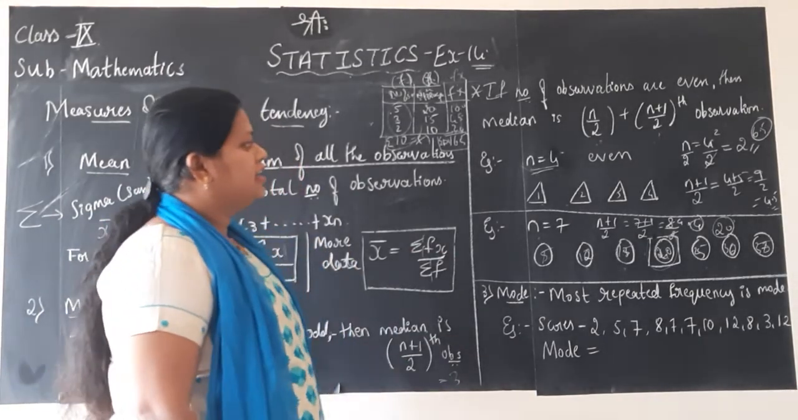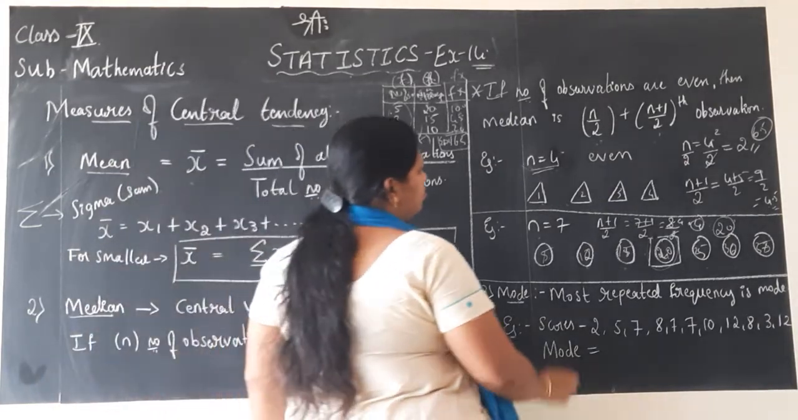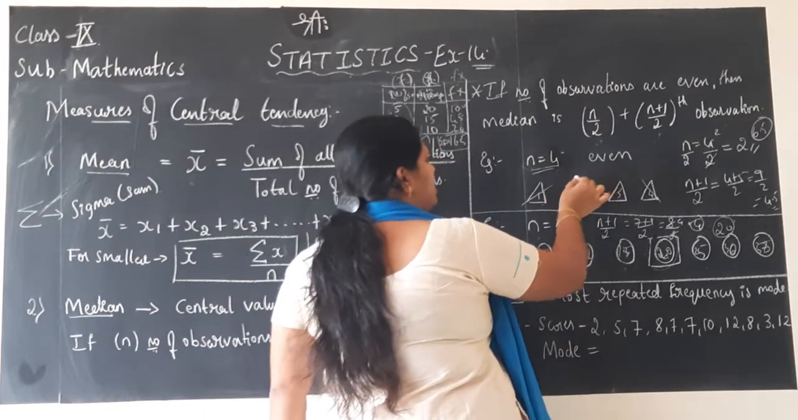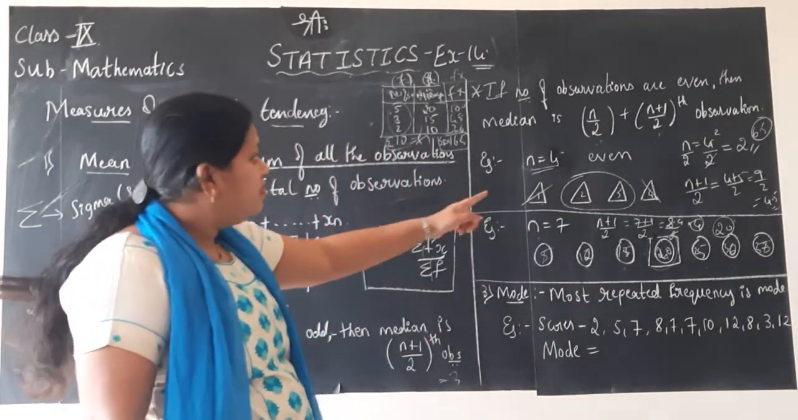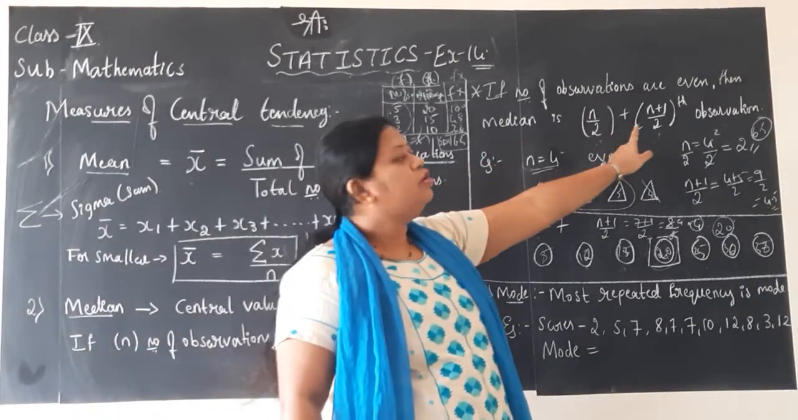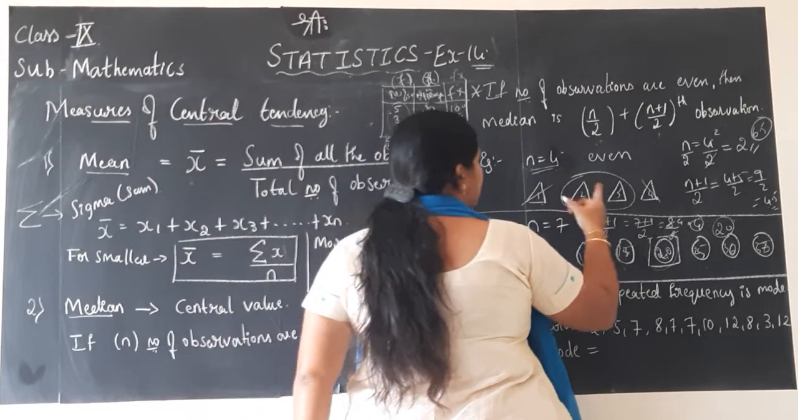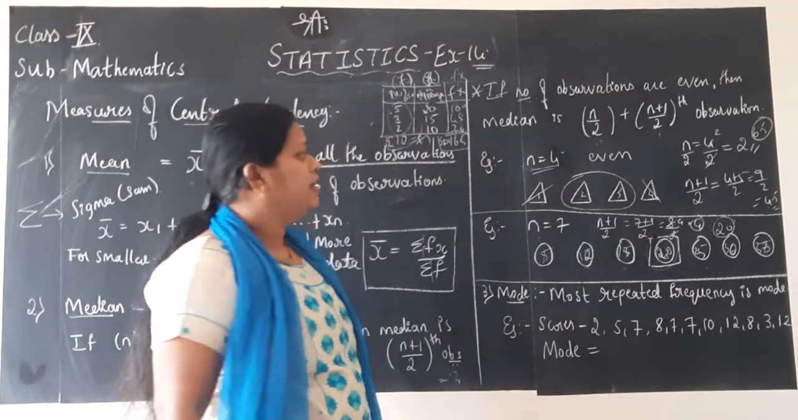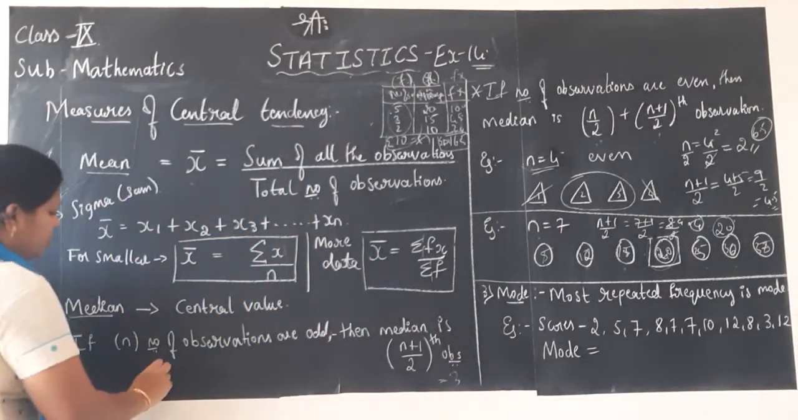When it is even, what happens? That is also simple, children. Suppose it is even: leave one triangle on this side, leave one triangle on this side, and take the average of the remaining two. That average is nothing but n by 2 plus n plus 1 by 2, that is, the second and third. That is how you will find out. Now one more example I will tell you.